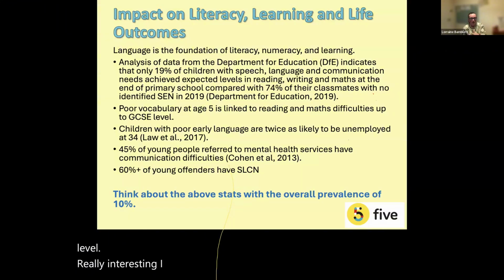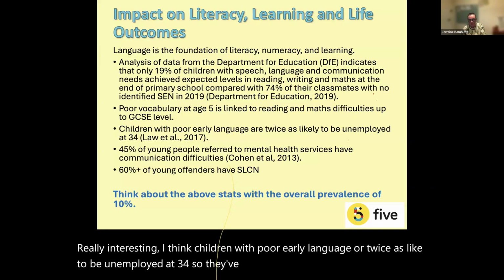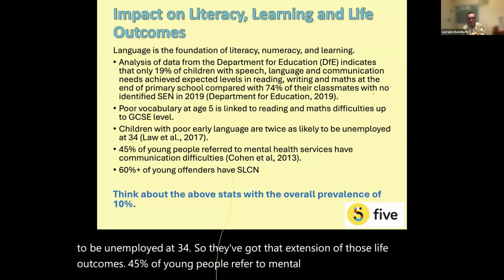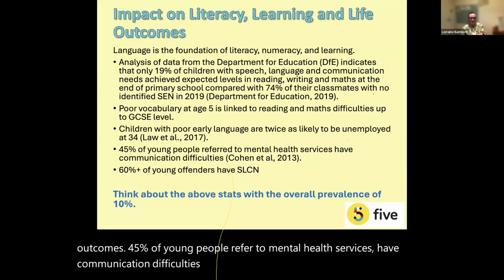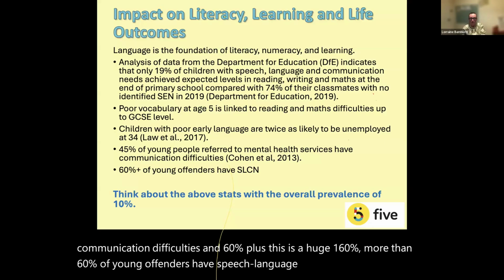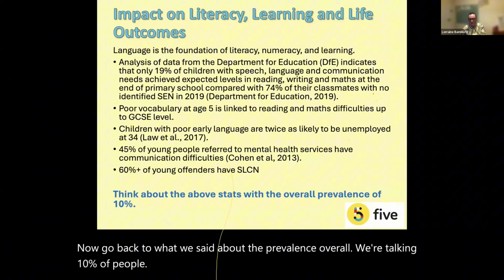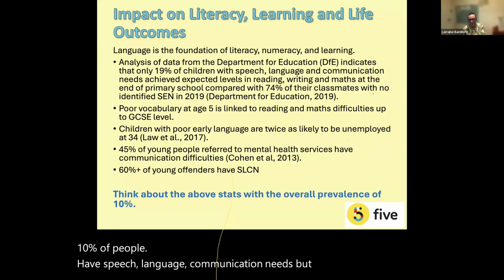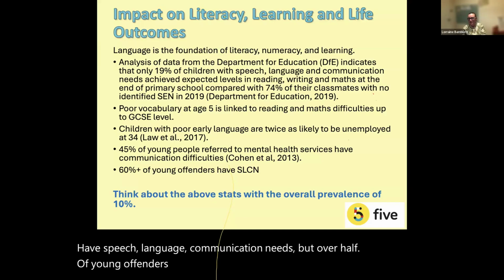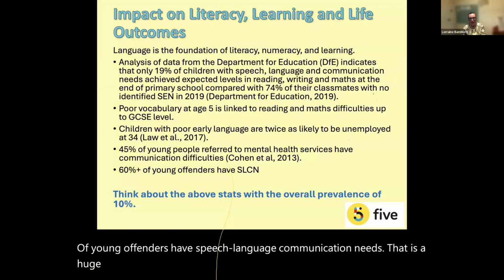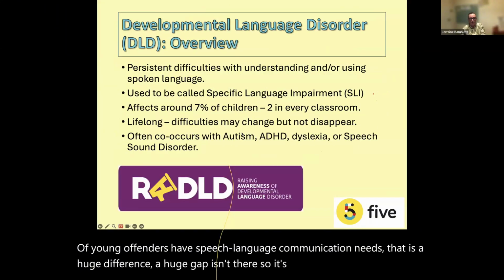Really interesting, I think. Children with poor early language are twice as likely to be unemployed at 34, so they've got that extension of those life outcomes. 45% of young people referred to mental health services have communication difficulties, and more than 60%, this is a huge one, of young offenders have speech language communication needs. Now go back to what we said about the prevalence overall. We're talking 10% of people have speech language communication needs, but over half of young offenders have them. That is a huge gap, isn't there? So it's something that we can do something about.